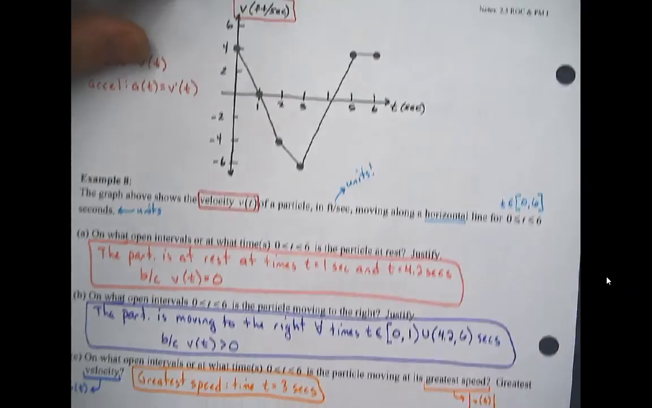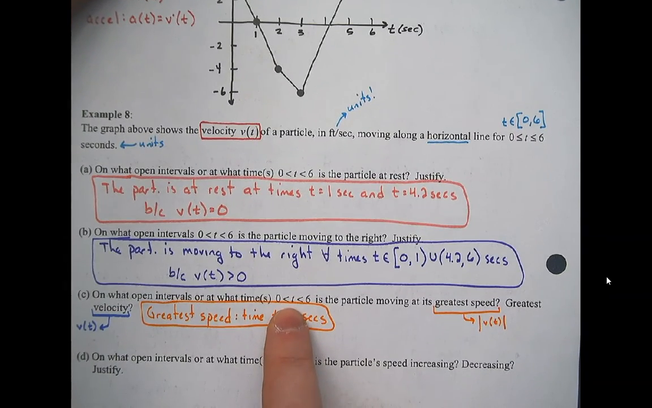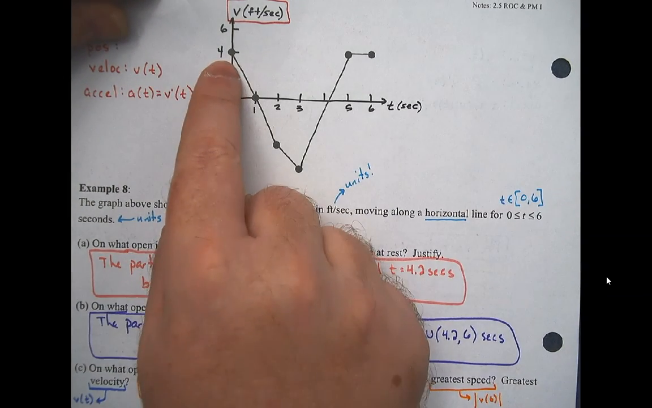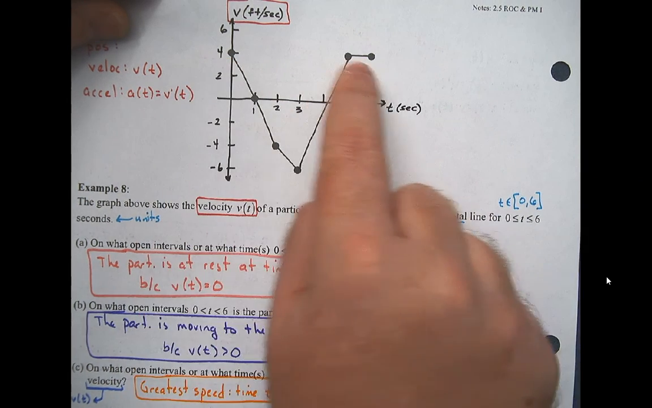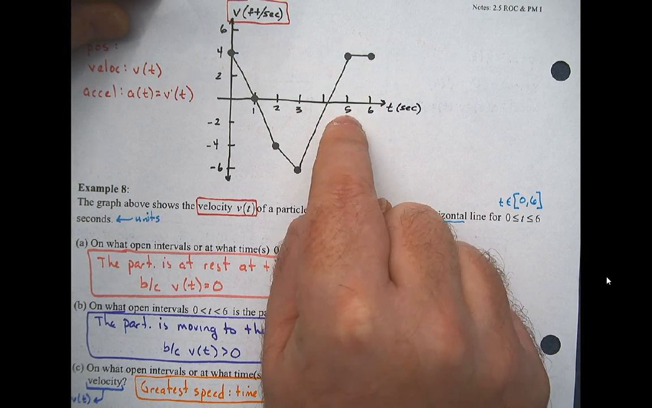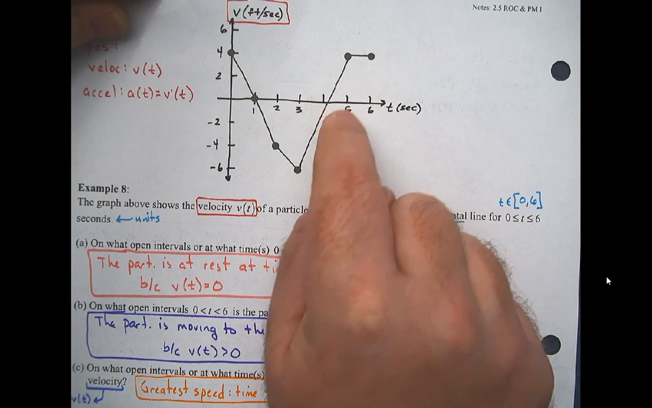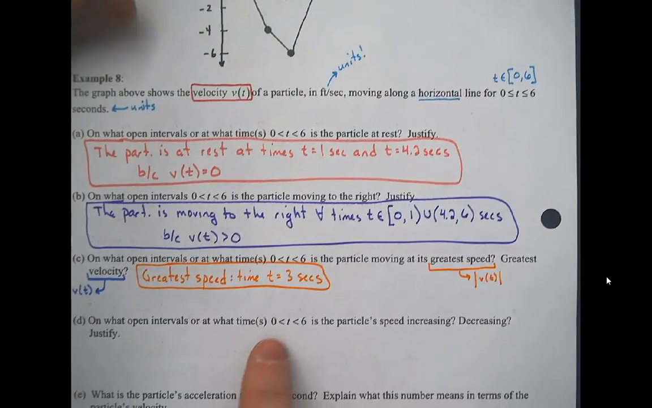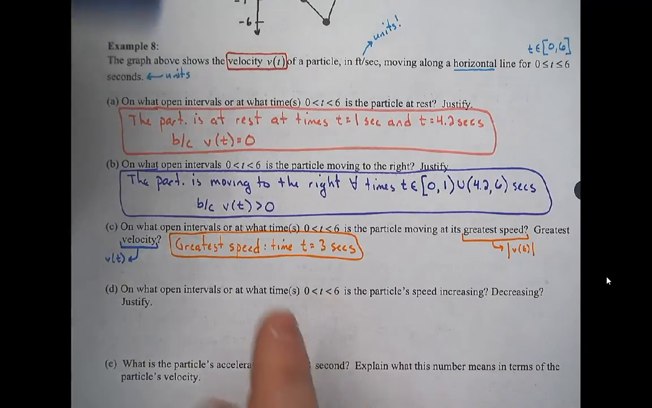5 to 6. But look, be careful. Our interval does not include 0. So we've got to really pay attention to these details. So we can't count 0, even though our graph reaches a height of 4. We're only going to count from 5 to 6. I'm going to include 5 because it's in our interval, but I'm not going to include 6 because it's not.